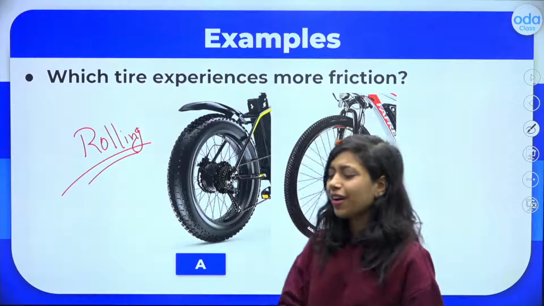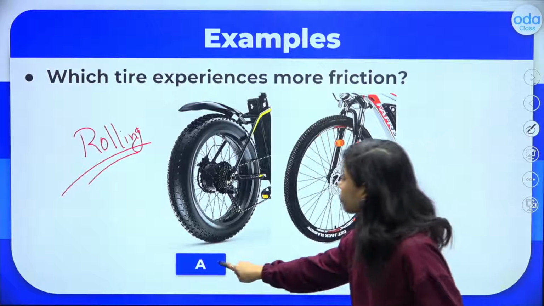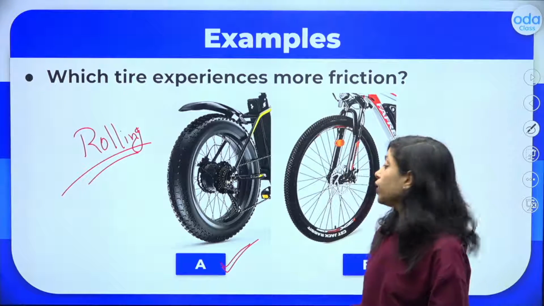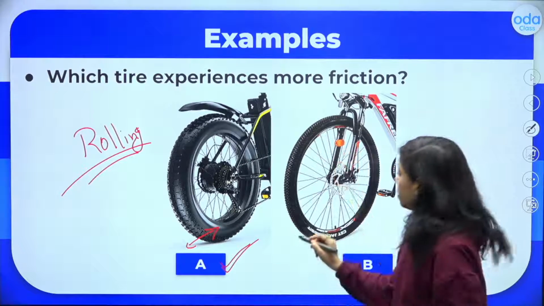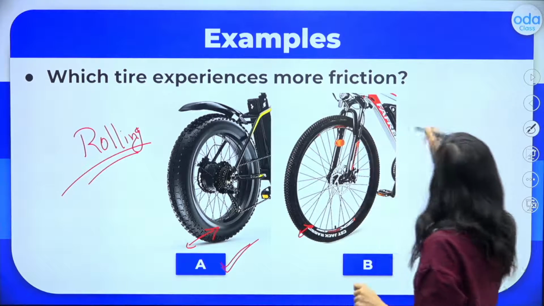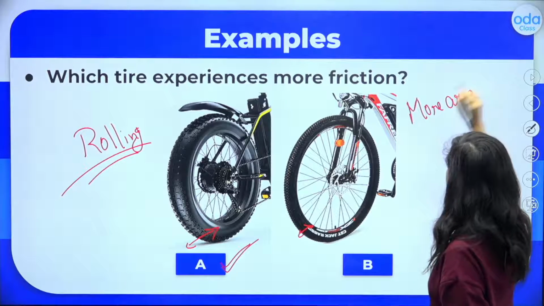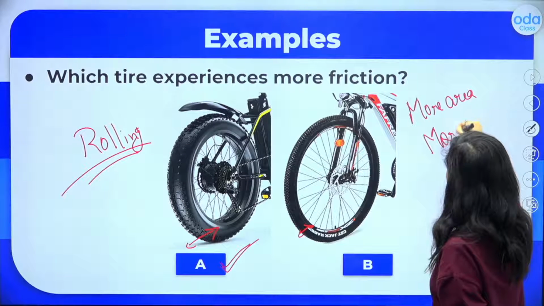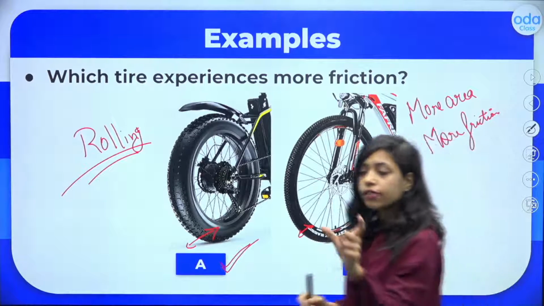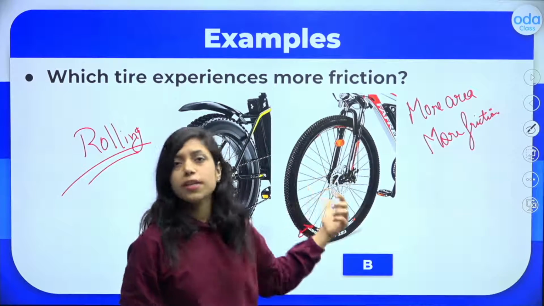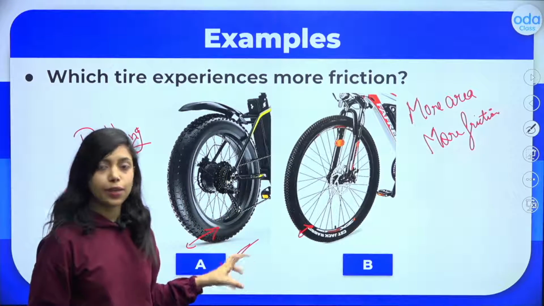I can see most of you are telling both A and B will experience the same, but no. Actually, A will experience more rolling friction because see, it has got more surface area. It is actually wide, but this is very thin, right? So what you have to remember, more surface area, more friction. If the area is more, then friction experienced will be more. So that is why tire A will experience more friction.